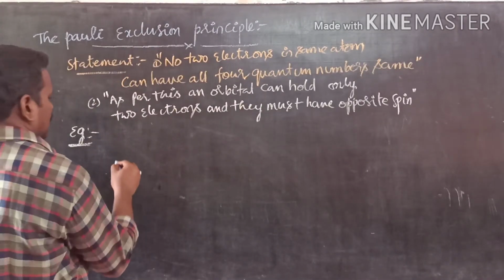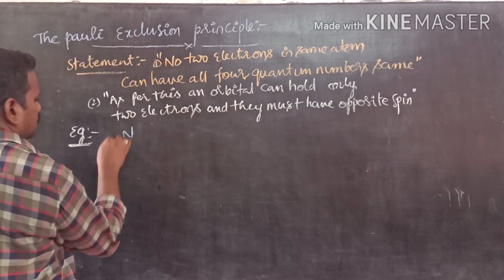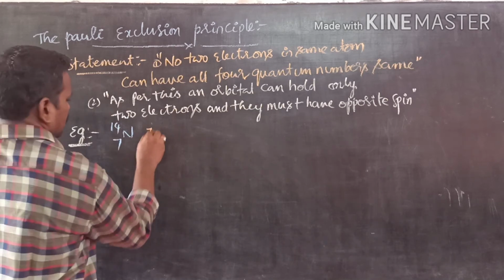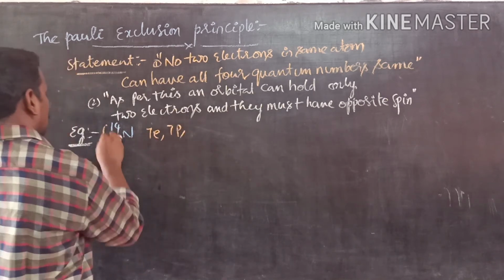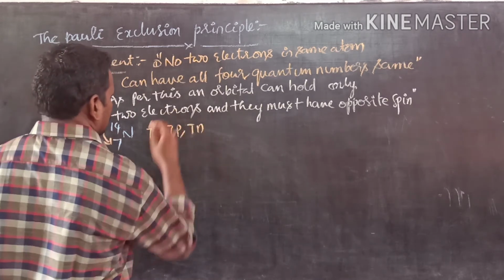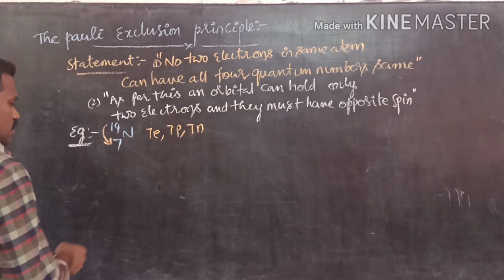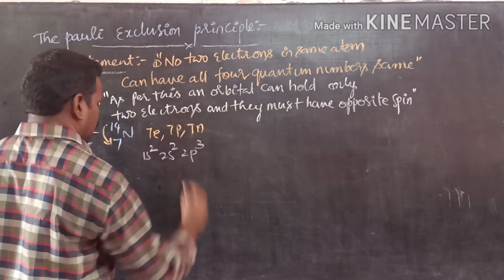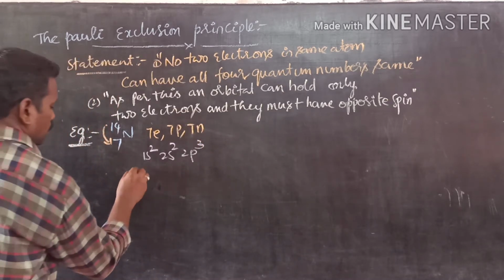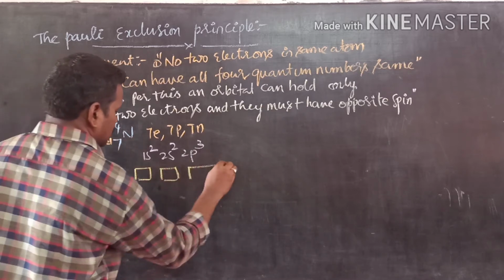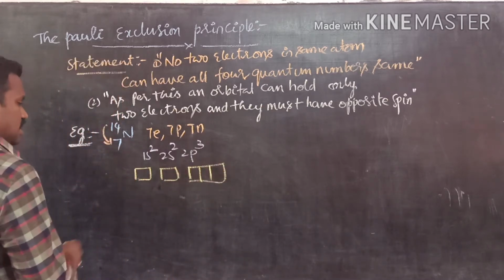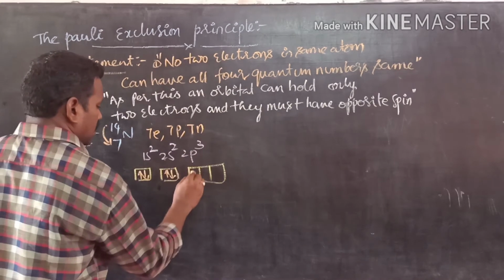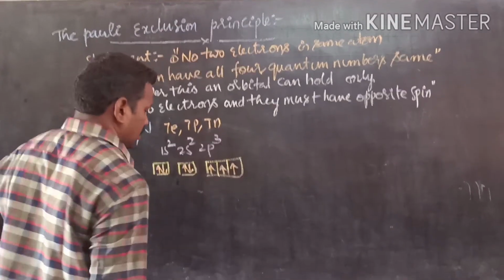For example, we are writing the electronic configuration of nitrogen, where the atomic number is 7 and the mass number is 14. Now it contains 7 electrons, 7 protons, and 14 minus 7, 7 neutrons. Its electronic configuration is 1s2, 2s2 and 2p3. Now by giving the Bohr-Bury model, this is the block representation. 1s contains 2 electrons and 2s contains 2 electrons. In 2p, as per Hund's rule, pairing will take place like this.